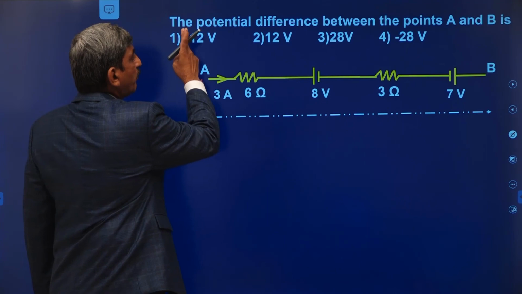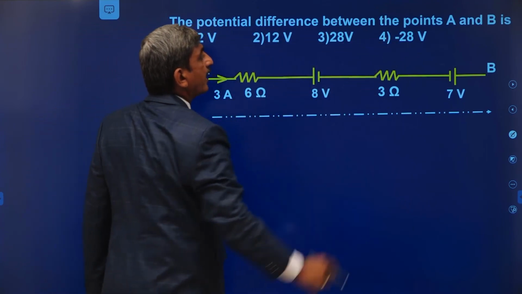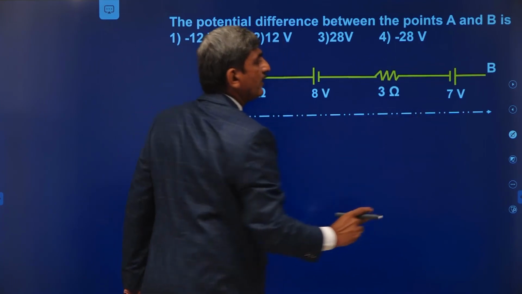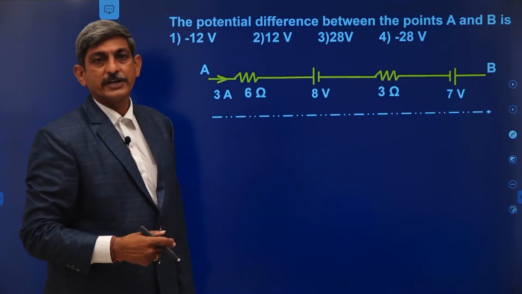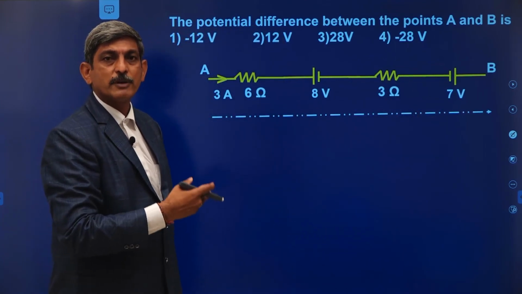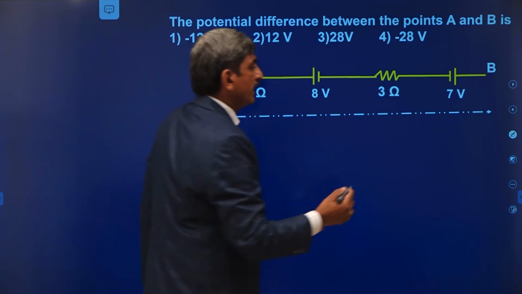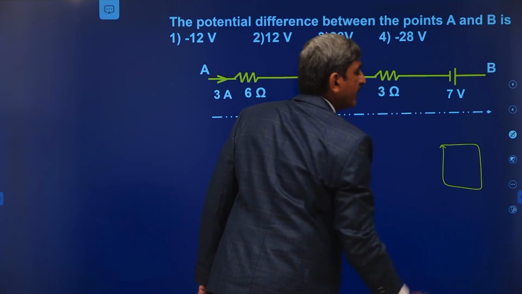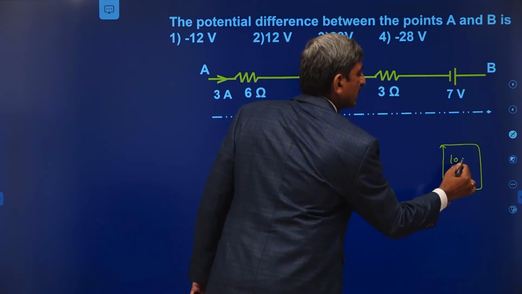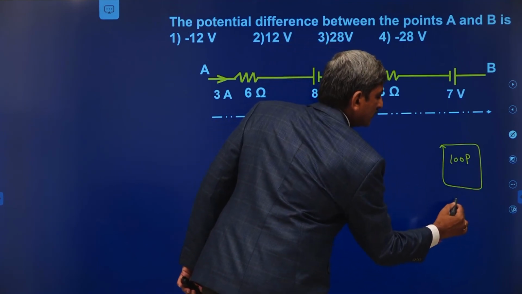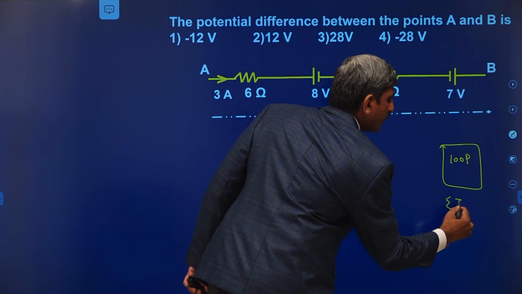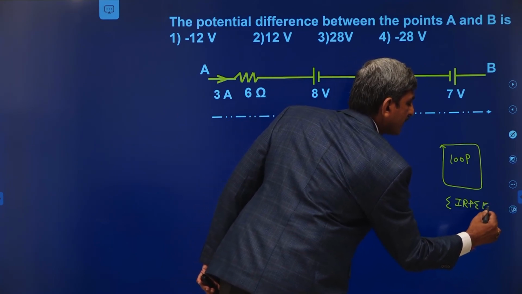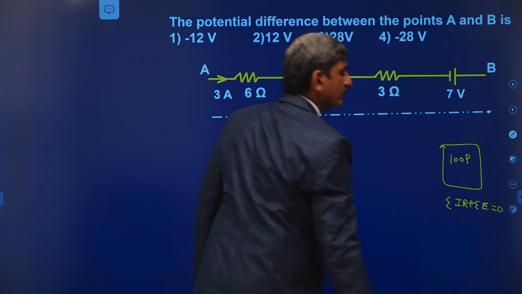We want to find out the potential difference between the points A and B. A and B, we want to determine the potential difference. For that also I am going to apply the Kirchhoff laws. Here, if suppose there is a closed loop in the given network, then in that closed loop, the algebraic sum of the potential drops and the algebraic sum of the EMFs is taken as 0.